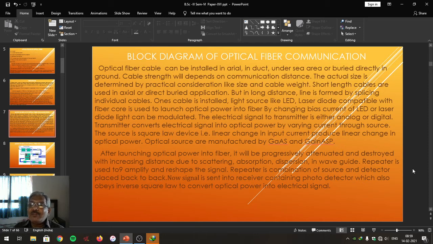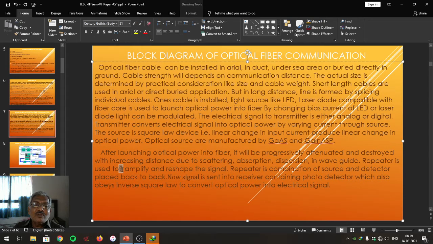Therefore, a repeater is used to amplify and reshape the signal, as we have explained just now. A repeater is a combination of source and detector which is placed back to back.